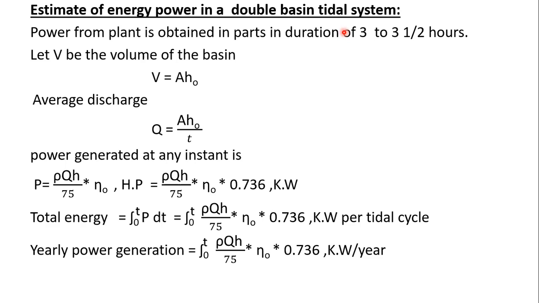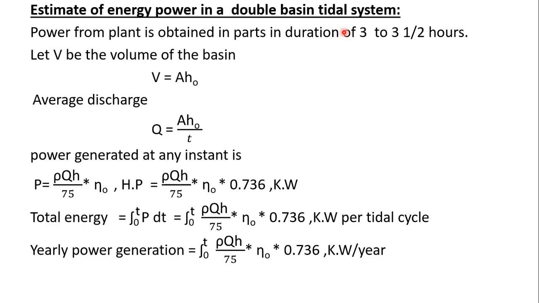So in a duration of 3 to 3.5 hours in a flood tide cycle, and for an equal duration, 3 to 3.5 hours, in the ebb cycle, that means the flowback cycle also. There are approximately 705 full tidal cycles in a year, so these can be evaluated as 705 full tidal cycles in a year.